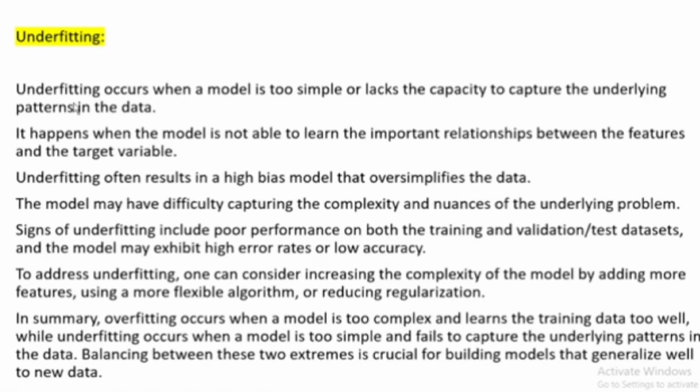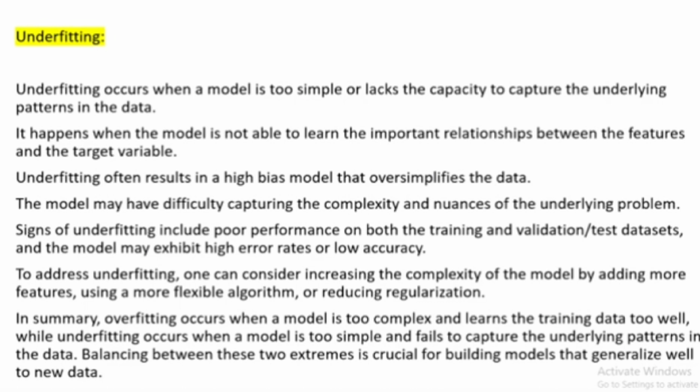Underfitting. Underfitting occurs when a model is too simple or lacks the capacity to capture the underlying patterns in the data. It happens when the model is not able to learn the important relationship between the features and the target variables. Underfitting often results in a high bias model that oversimplifies the data. The model may have difficulty capturing the complexity and nuances of underlying problems. Signs of underfitting include poor performance on both the training and validation or test datasets, and the model may exhibit high error rates or low accuracy.